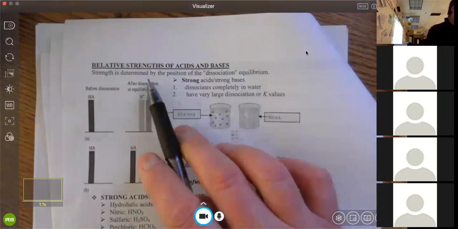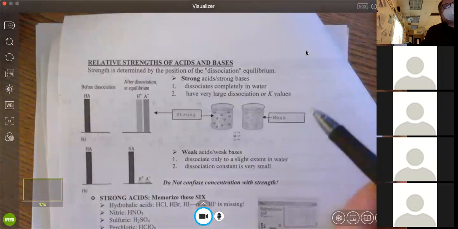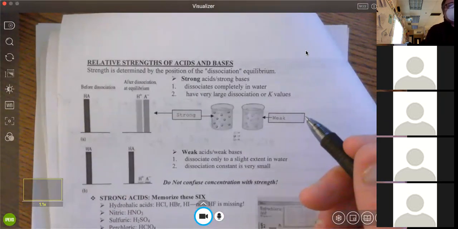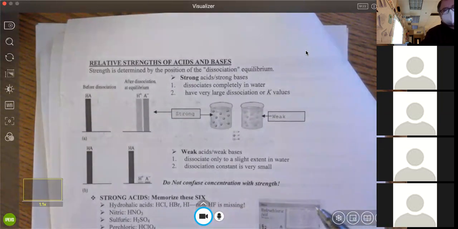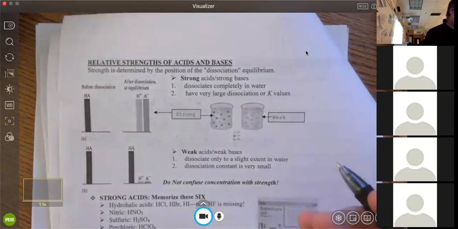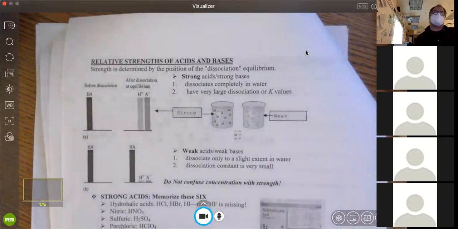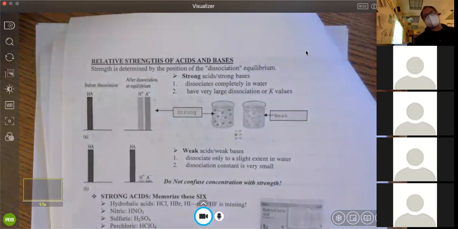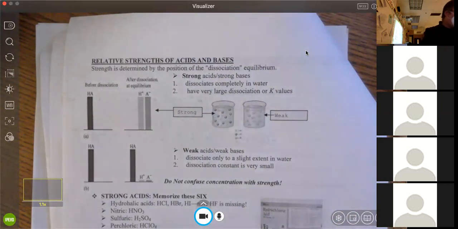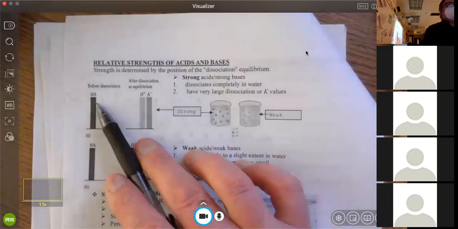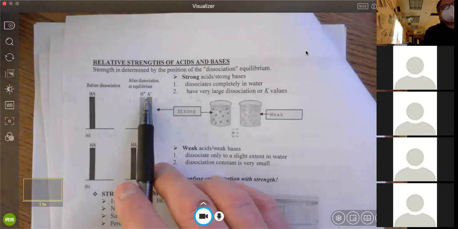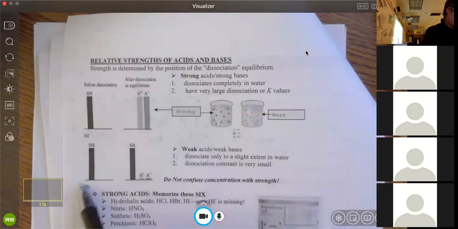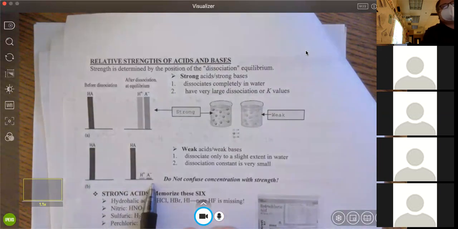So if we take a look, here we come with relative strengths of acids and bases. Keep in mind that when we talk about strengths of acids and bases, we're not talking about concentration. The strength refers to the dissociation constant for them. So you have HA at equilibrium. In a strong acid or strong base, all of it separates. This is just talking acids here, but it's going to be the same for bases. With weak ones, only a very small percentage actually dissociate.